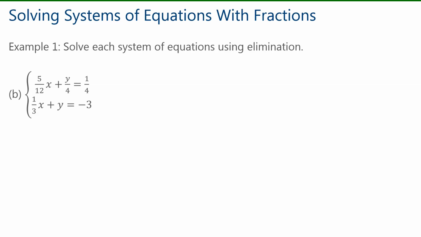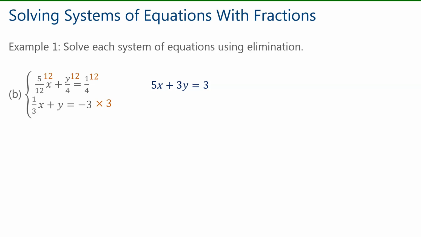Now let's look at b. For the first equation, I see we have 12, 4, and 4 in the denominators. So I can multiply that whole equation by 12 to get rid of the fractions. And for the second equation, I only have a third, so I can multiply that one by 3. So now if I multiply each term by 12, the 12's will cancel, giving me 5x to start. Now 12 divided by 4 is 3, so then I have 3y, and a quarter of 12 is 3.